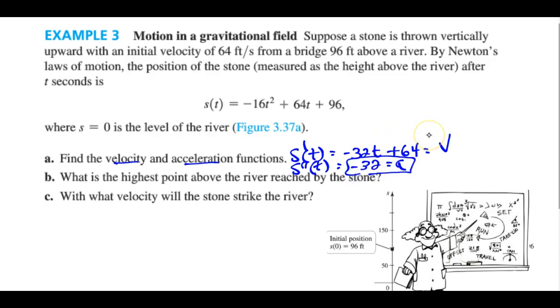So I've got 2 functions. What's the highest point above the river that the stone reaches? So if it's thrown up, oh, this is a negative.